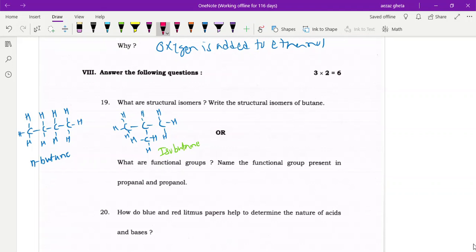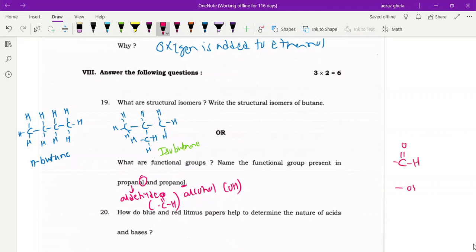What is a functional group? The group which gives its property to the compound: the atom or group of atoms which gives its property to the compound. Name the functional group present in propanol. It is aldehyde, as 'al' is there? No, propanol, alcohol will be there. Alcohol is OH, aldehyde is C double bond O H. This is aldehyde.